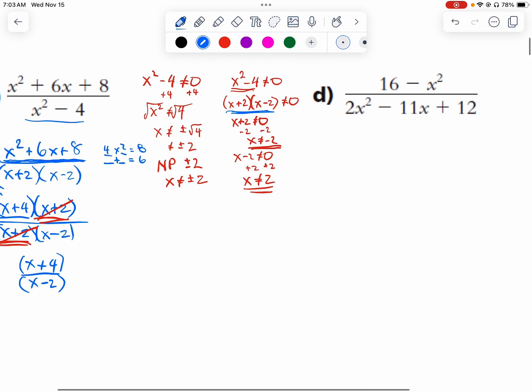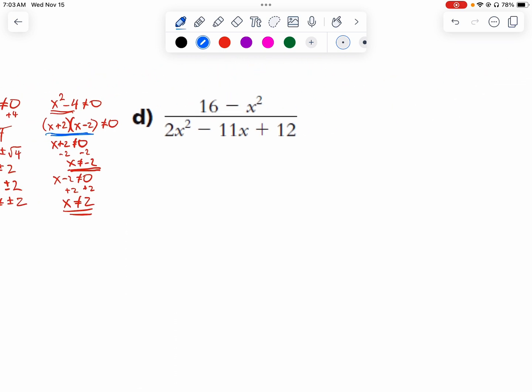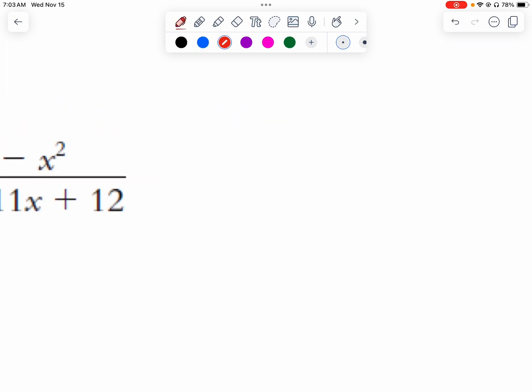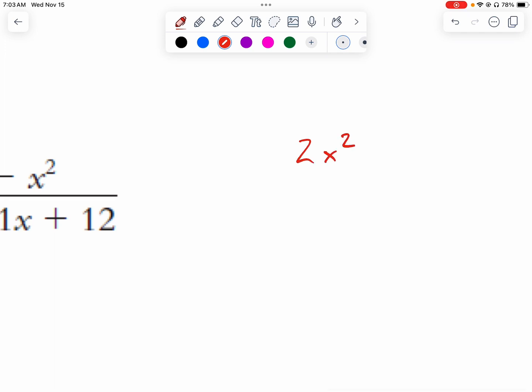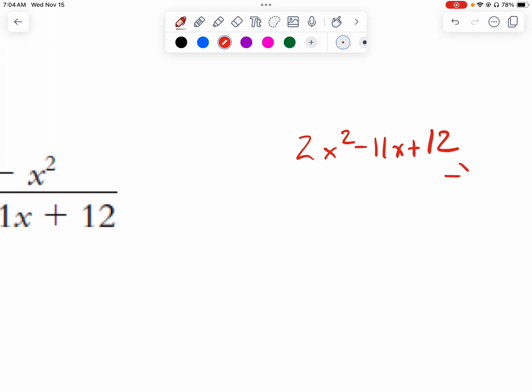Okay, so question D, 16 minus x squared all over 2x squared minus 11x plus 12. Over here, I'm going to do my non-permissible values. 2x squared minus 11x plus 12. What two numbers multiply together to give me 24? Those same two numbers add together to give me negative 11: negative 8, negative 3. I can't do this by inspection, so now I'm drawing my t. 2x squared minus 8x minus 3x plus 12.